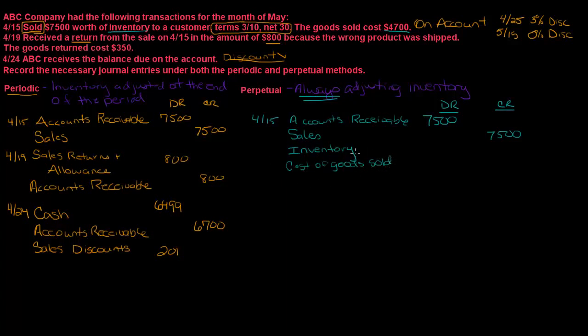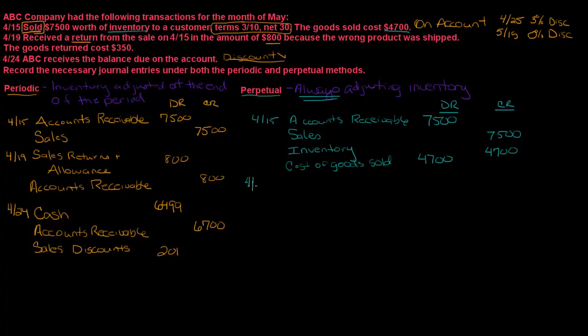That's the amount that goes on our income statement. So now, how much is my inventory changing? Well, the cost was 4,700 and my inventory is going down, so we're going to credit 4,700. And my cost of goods sold, we're going to debit 4,700. So it's almost like doing two separate entries, right? We're doing one for the sale, and then we're doing another one for what's going on with the inventory. That's what you have to do with perpetual. You're always adjusting inventory if inventory is changing.